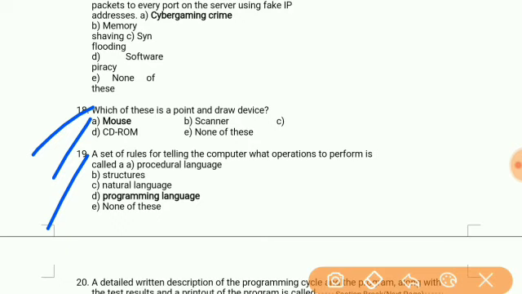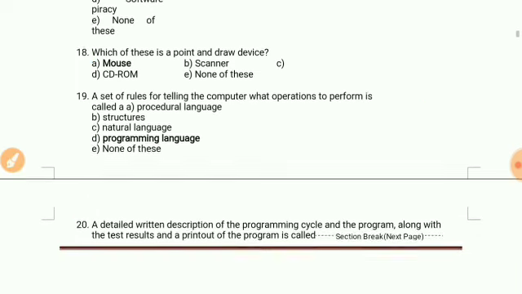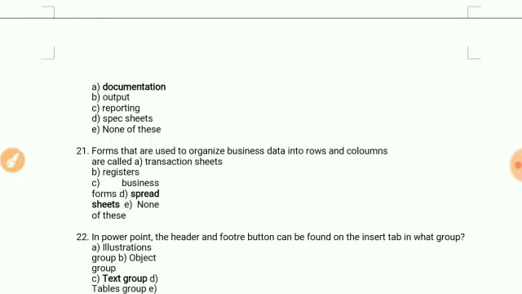Then a set of rules for telling the computer what operations to perform is, answer is programming language. So programming language is a set of rules that tell the computer what operations to perform. Okay, then number 20, a detailed written description of the programming cycle and the program along with the test results and a printout of the program is called documentation.